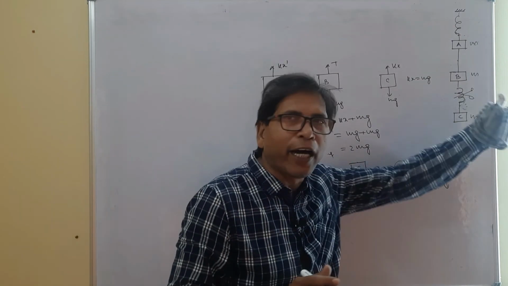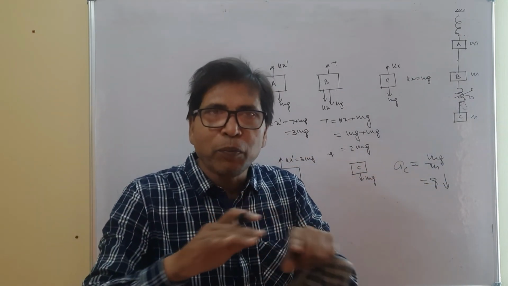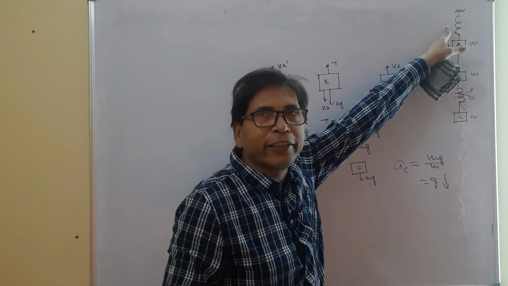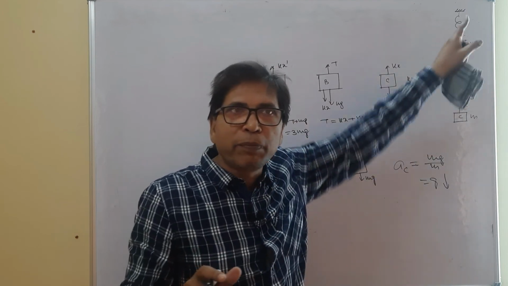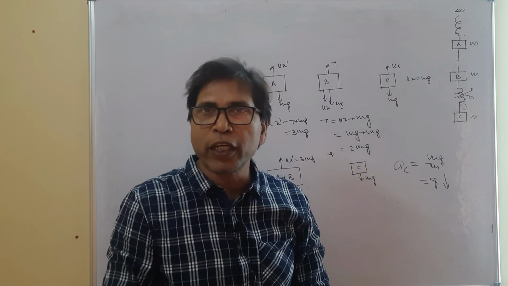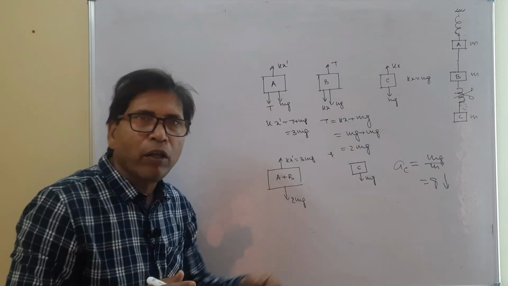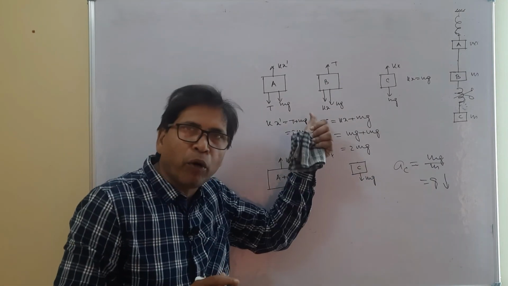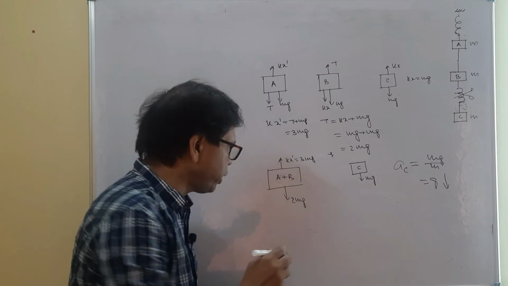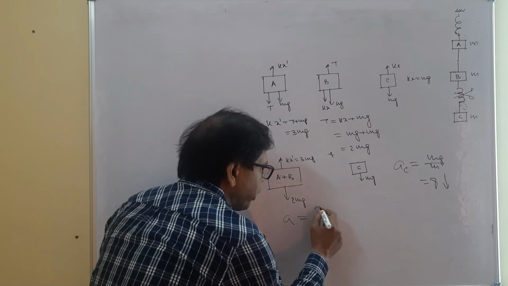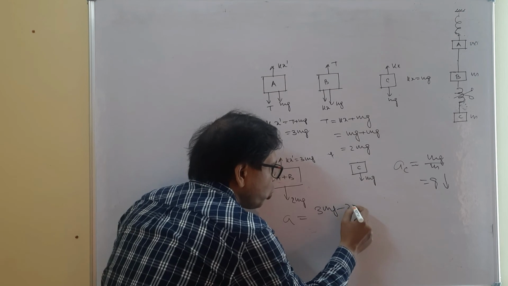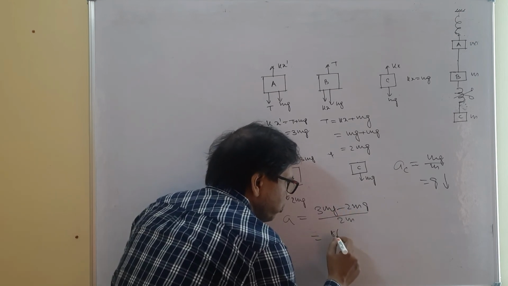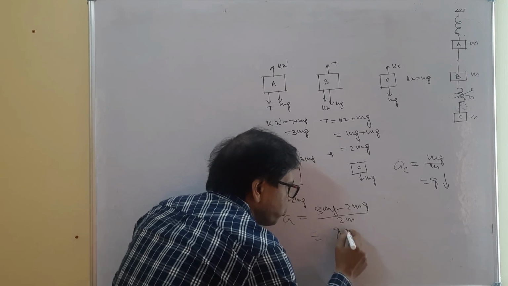Understood? When the spring is cut, the spring force kx becomes 0, but kx remains the same for the other spring because it does not respond quickly. The forces acting on the combination of A and B are 3mg in the upward direction and 2mg in the downward direction. So its acceleration becomes 3mg minus 2mg by mass 2m, which is g by 2. So the acceleration is g by 2.